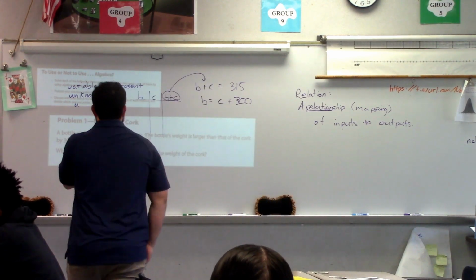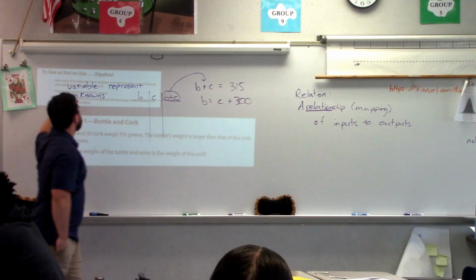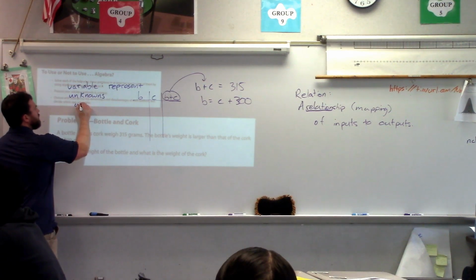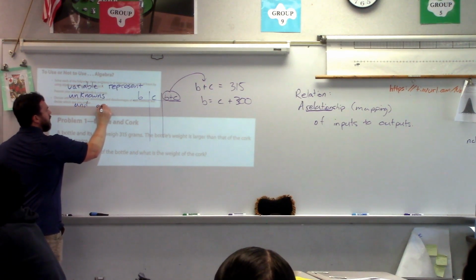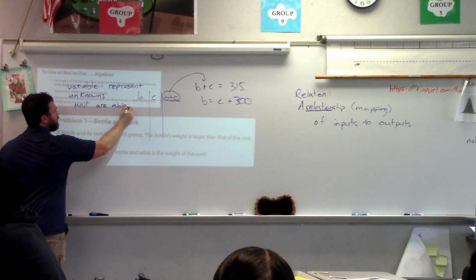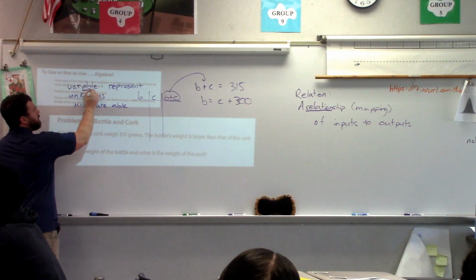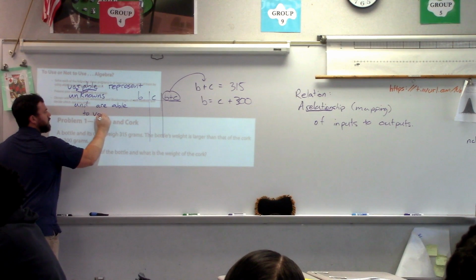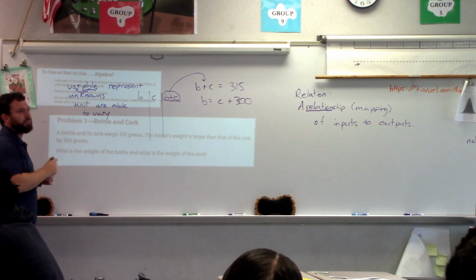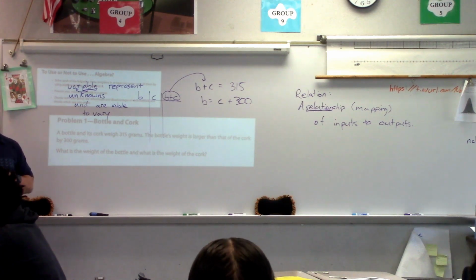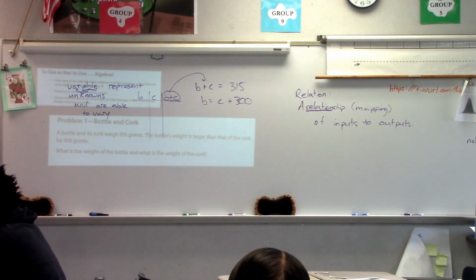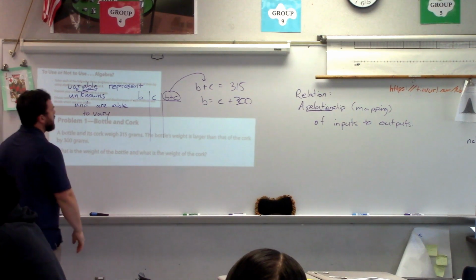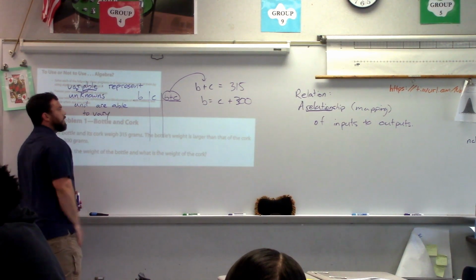All right. So they represent unknowns and are able to. Any guesses? Able to vary. It's like the word variable means something, right? When you break down the word itself and we just say, hey, it's a variable, it's able to vary. It's something that's unknown. And so to figure out what it actually is, we need to use a variable sometimes. So B plus C is equal to 315.